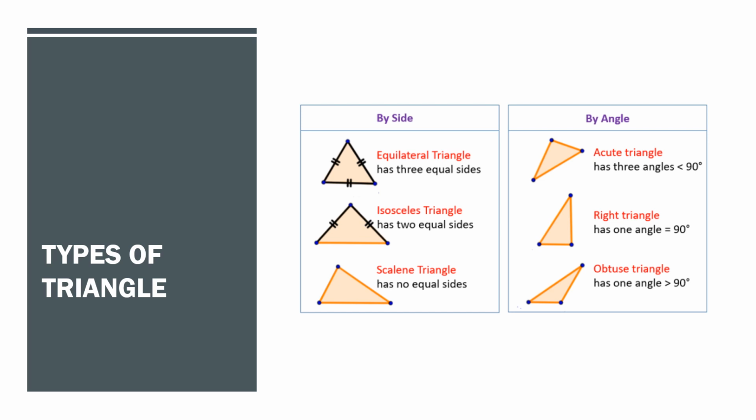Similarly, by angle, we can say that if all three angles of a triangle are acute, meaning less than 90 degrees, then it is an acute triangle. If one angle is 90 degrees, it is called a right triangle. And if one angle is greater than 90 degrees, it is an obtuse triangle. So these are the 6 different types of triangles we are learning about today. Please pause the video and complete your notes.